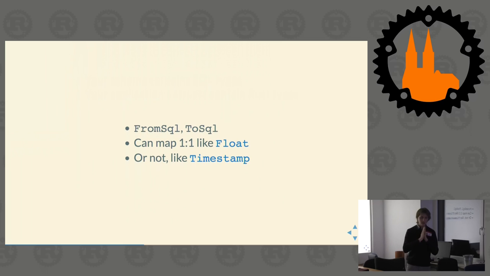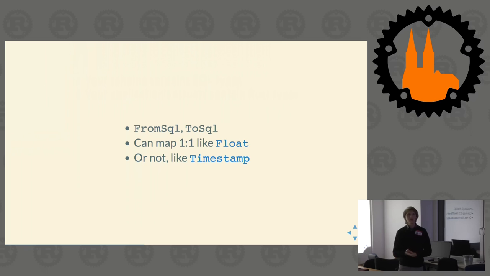From SQL to Rust, there's a trait called FromSql, and the other way around is called ToSql. Pretty self-explanatory, I think. And most of these map one-to-one. That is, if you have a float SQL type, it's actually an F32 in Rust. If you have a big integer, it's an I64.